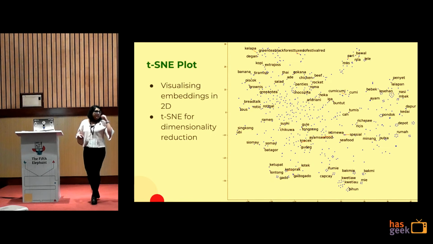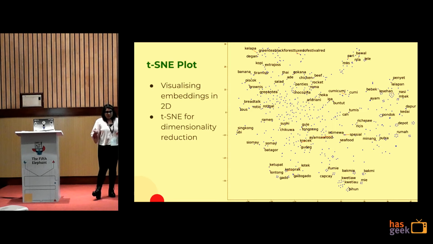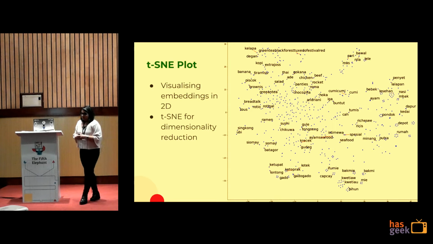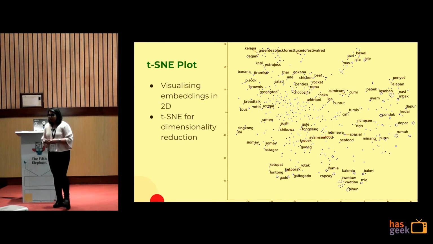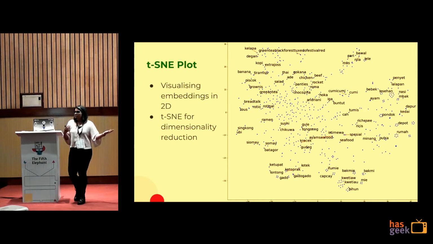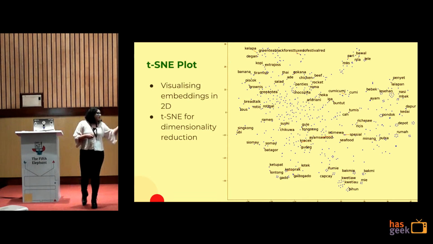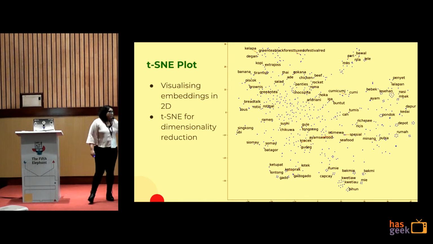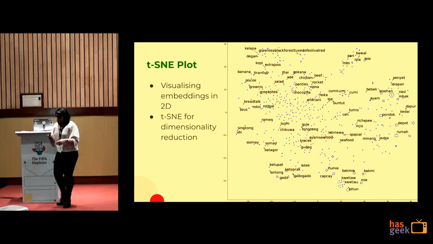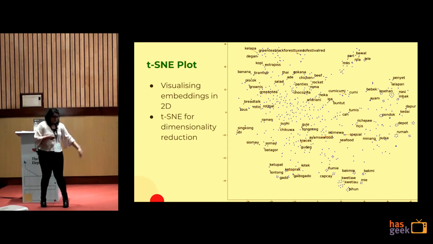So this is a t-SNE plot. t-SNE is a dimensionality reduction technique which takes the word vectors, dumps them down into 2 dimensions, and visually displays them. So we can see that, for a subset of the data we have, since most of the words in our corpus were in Indonesian, a lot of these words are in Indonesian as well.